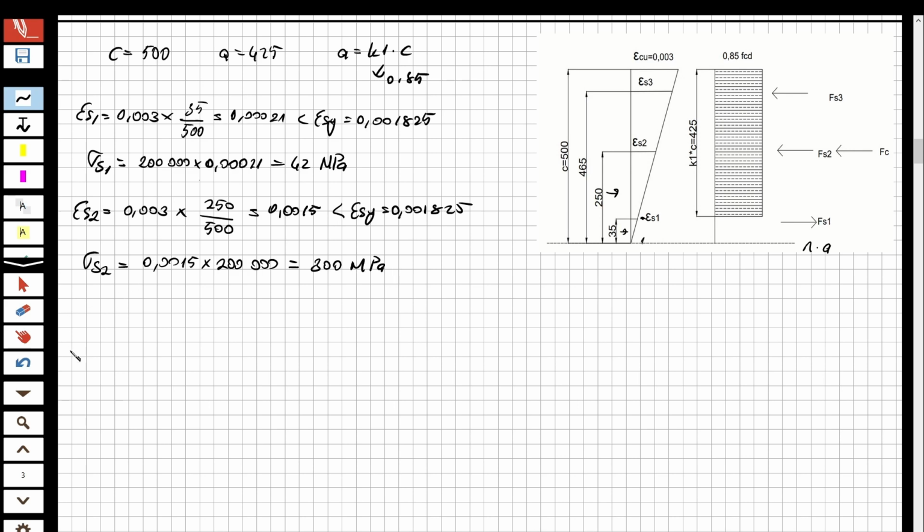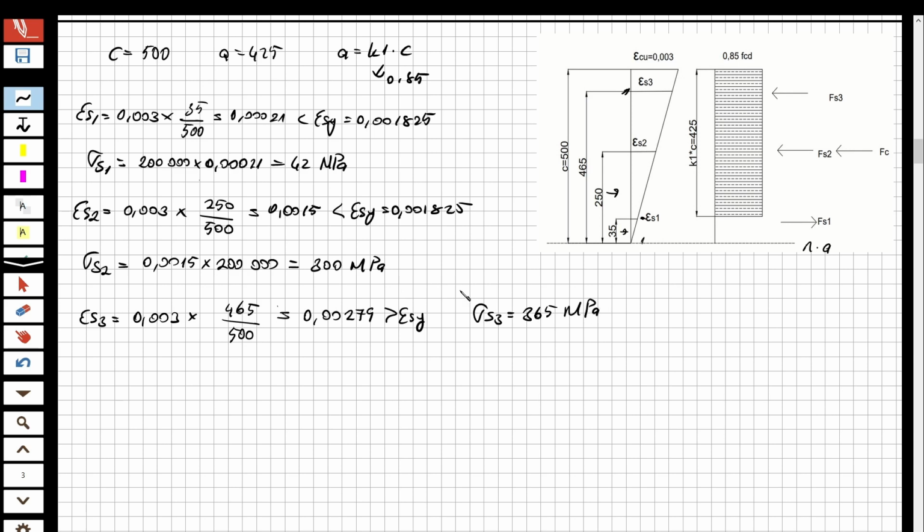So let's do it for the third one. What is the distance of the third one? Let's check. 465, right? 465 over 500, and this is going to be equal to 0.00279, and this is greater than epsilon sy. I don't need to write it again. So I'm going to use the stress at the third steel as 365 megapascal.